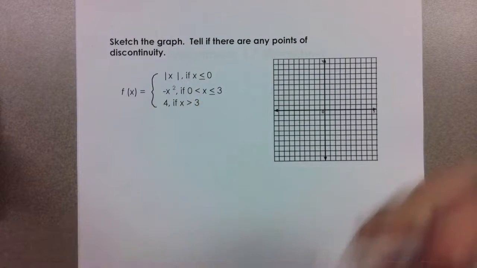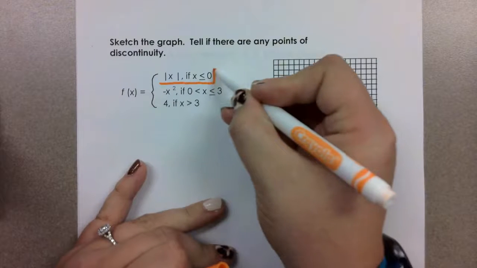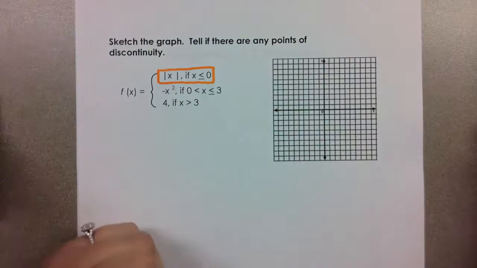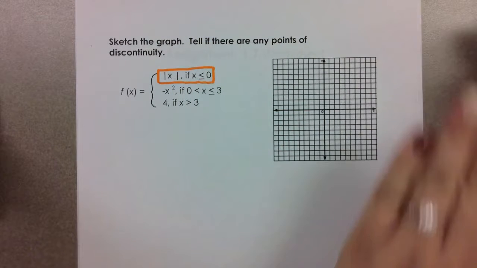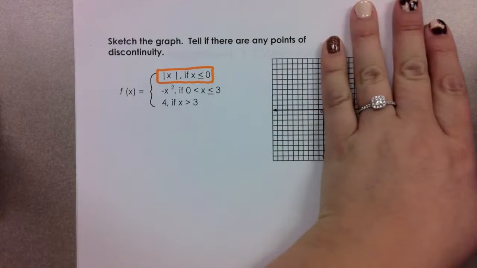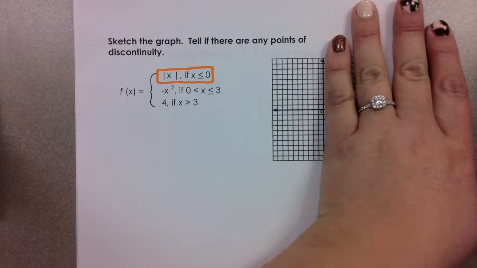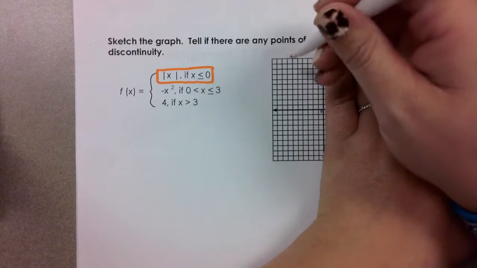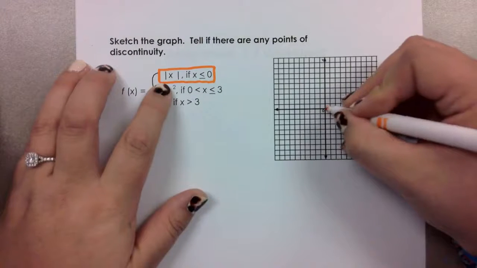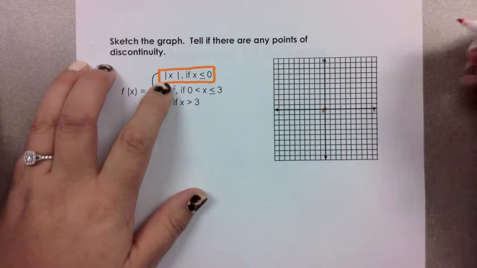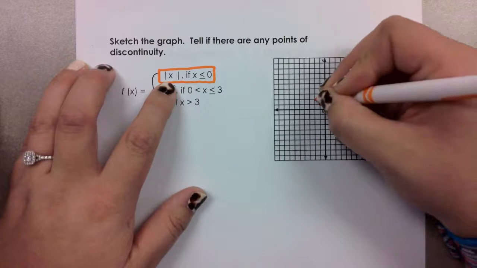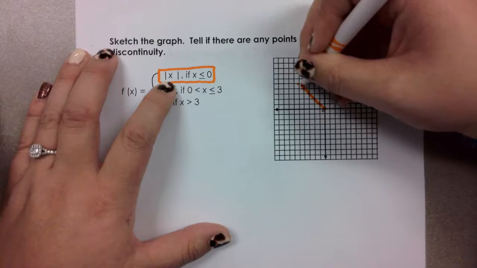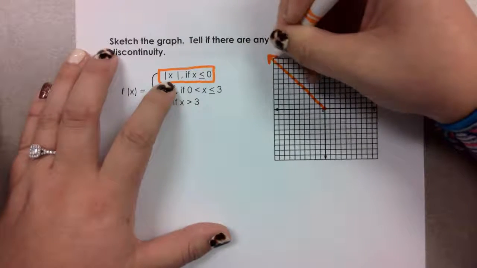Let's start with the first part. If x is less than or equal to 0, absolute value of x. So that just means over here, I'm going to graph the absolute value of x. Well, normally it's a V shape, right? But I only care about when x is less than or equal to 0. If x is 0, I get 0. If x is negative 1, I get 1. Negative 2, negative 3, all right. I'm just graphing the left-hand side of the absolute value function.